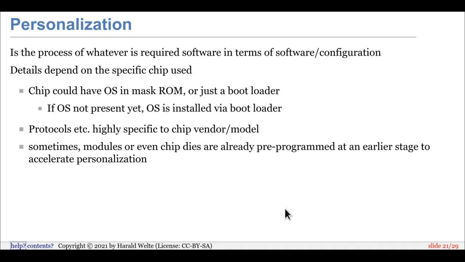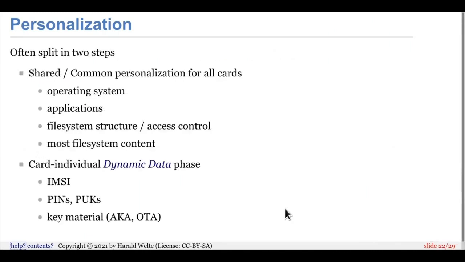So as I mentioned before, some chips could have the entire operating system in mask-ROM or already pre-installed in Flash or something like that, or they have just a bootloader. So if no operating system is present, the operating system first needs to be installed via the bootloader, and those protocols and commands are highly chip and vendor specific. Sometimes also modules or even chip dies are pre-programmed during an earlier stage of production to accelerate the personalization process. But I think the normal process is what I describe here, that all of this happens after the full card has been physically produced.